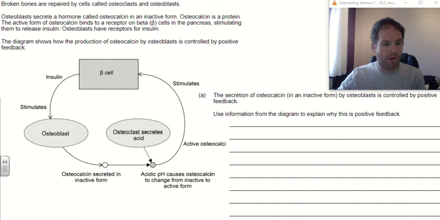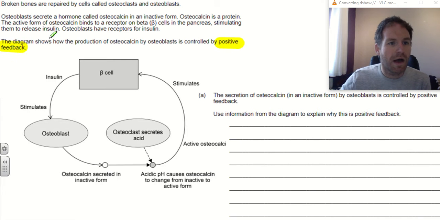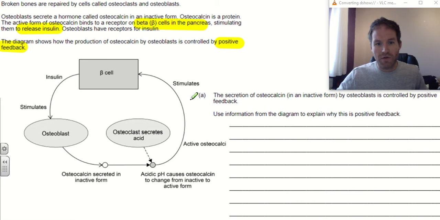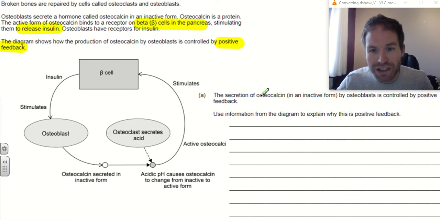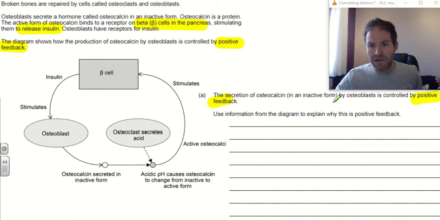Okay, by positive feedback. So that's the first link to some of the things we've been chatting about. We've got positive feedback, and that's important, and the fact that we've got beta cells in the pancreas stimulating the release of insulin. So the question says, the secretion of osteocalcin in an inactive form by osteoblasts is controlled by positive feedback. Use the information from the diagram to explain why this is positive feedback.